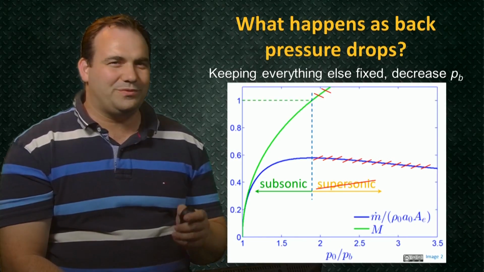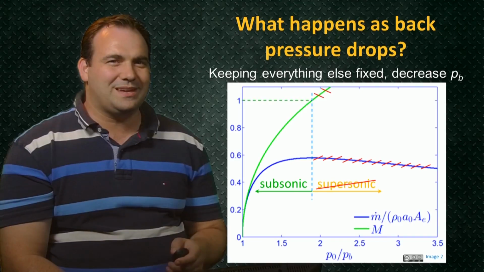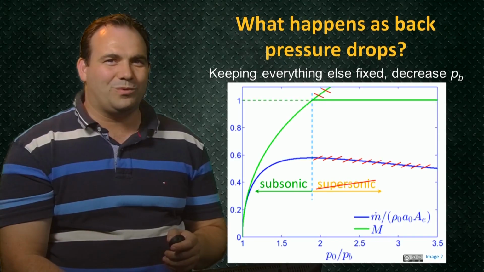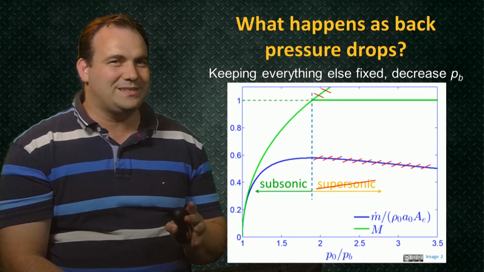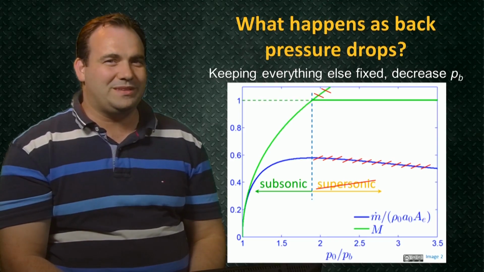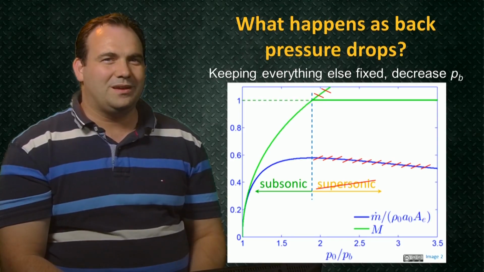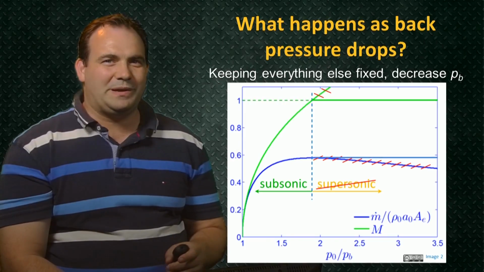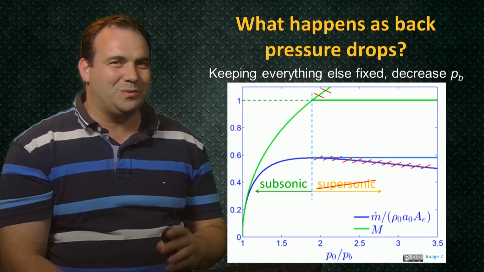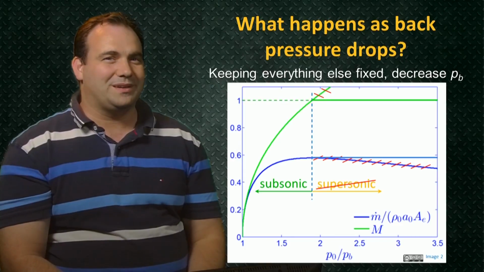Instead, once the flow at the throat reaches the sonic state, it remains at a Mach number of 1 and a pressure of P star, independent of further decreases in the back pressure. Consequently, the mass flow rate remains constant at its maximum value once the throat is sonic.